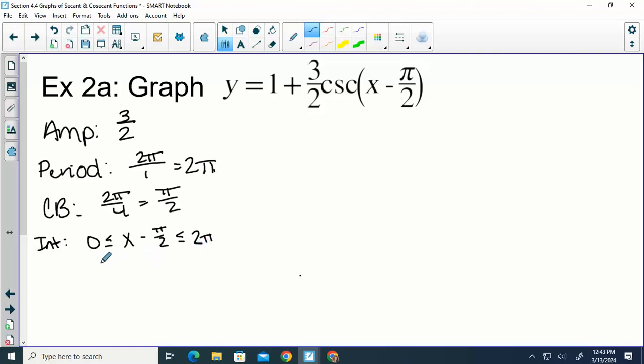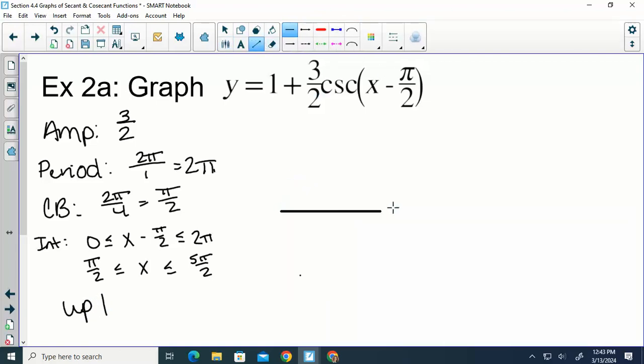So then if we add pi over 2 to everything, we get pi over 2 less than or equal to x less than or equal to, this is like 4 pi over 2 plus 1 pi over 2, 5 pi over 2. What else is happening on this graph? We're moving up 1, because of that positive 1. Okay.